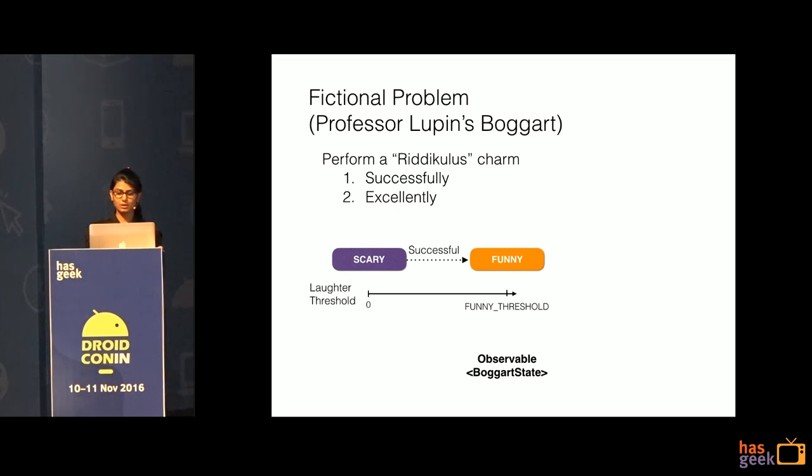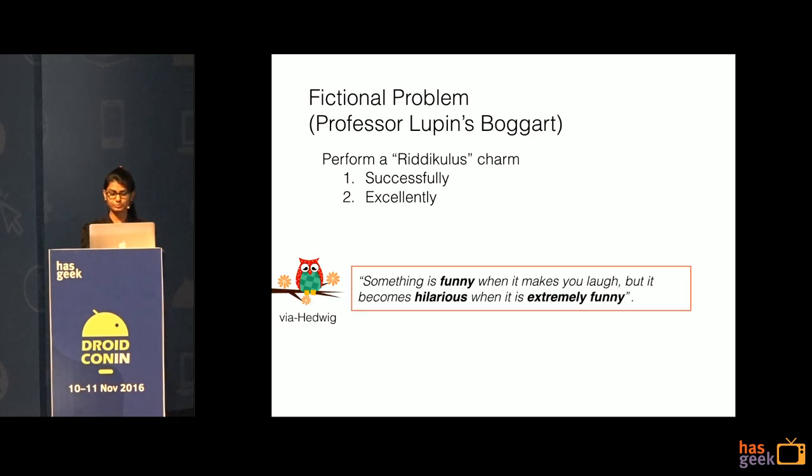We'll call this ridiculous charm operation successfully completed if the laughter threshold crosses the funny threshold. The funny threshold is a value. If our threshold crosses this value, the spell is successful. And we would have excelled at the ridiculous charm if the threshold crosses the hilarious value. Something is funny when it makes you laugh, but something becomes hilarious when it is extremely funny.